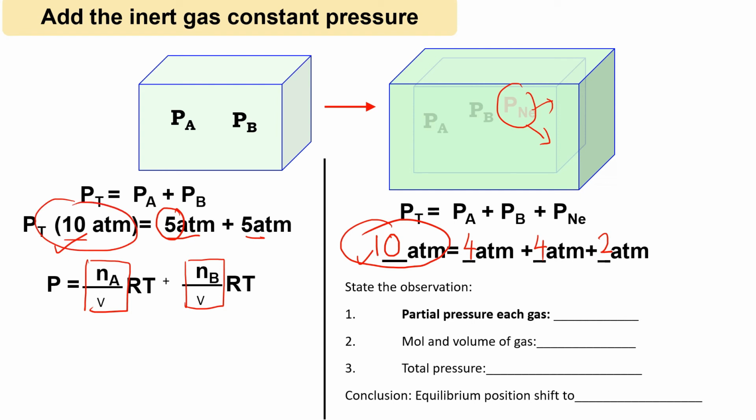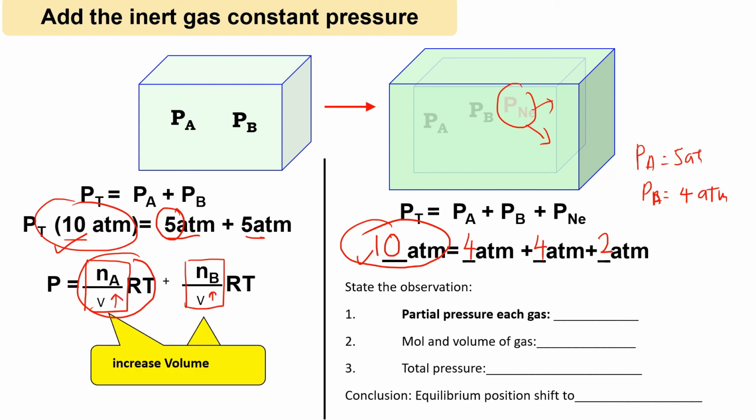Alright class, now I want to reduce PA. PA just now equals 5 atm. Now I want to reduce it so PA is 4 atm. Now we go back to this equation. How am I going to reduce PA to 4 atm? The solution is we increase the volume. Once I increase the volume, the partial pressure will decrease. So the conclusion is that you can see the partial pressure of each gas decreased.